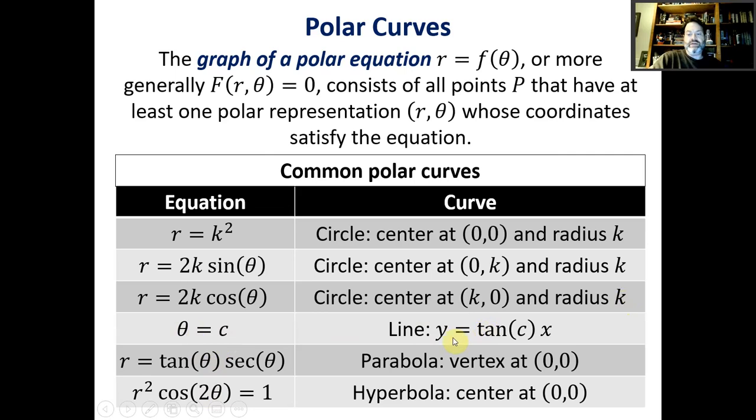Theta equals c. That's the line y equals tangent c of x. We saw that when we did the graph problem a second ago. And we just saw this, right? This is a parabola, vertex at 0, 0. Turns out there's another one. The way you get the hyperbola, centered at 0, 0, it's r squared cosine 2 theta equals 1. So this is a real kind of strange looking equation.